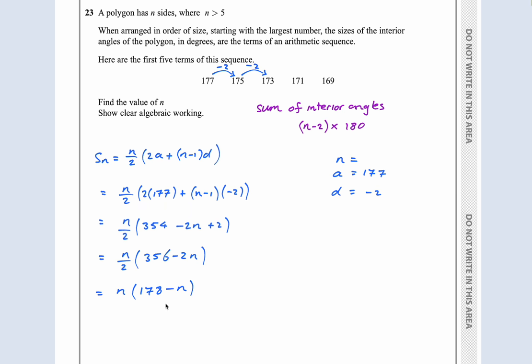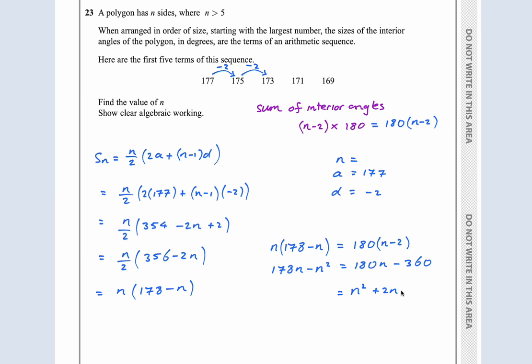Now we said, or at least I said, that this must equal this. So let's write that down. I'm going to write it here. So n times 178 minus n has to equal this. Now you could write this as 180 times n minus 2, which I will write here. 180 times n minus 2. Okay, I'm going to multiply this out, and this is going to give me a quadratic equation. So I'm going to get 178n minus n squared equals 180n minus 360. I'm going to bring everything to the right, guys. I'm going to have n squared on the right because I'm adding it, so it becomes positive. 180n minus 178n is plus 2n, and then I'm left with minus 360 equals 0.